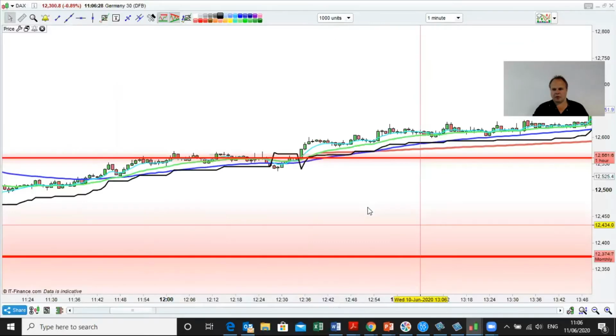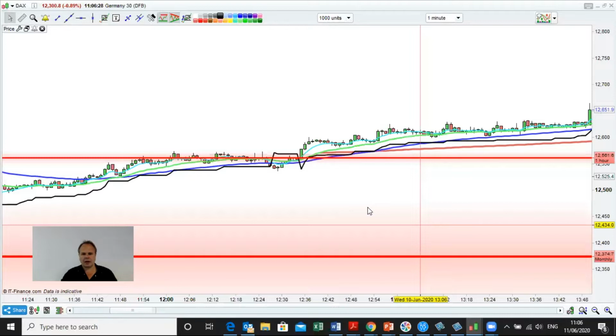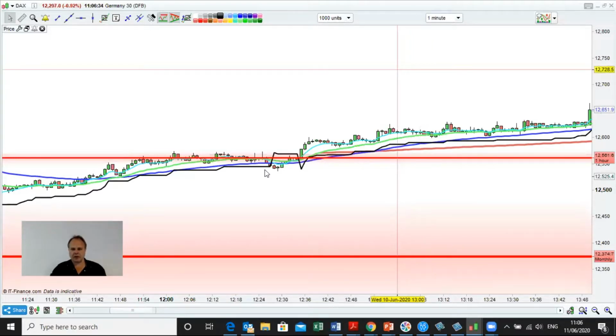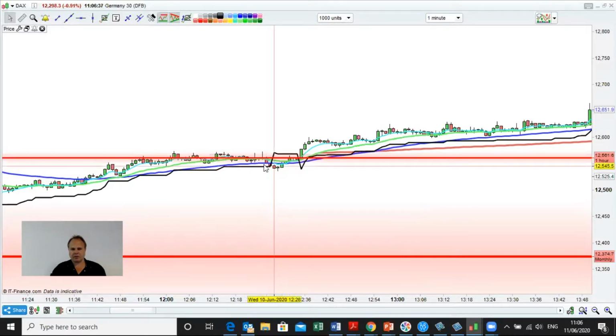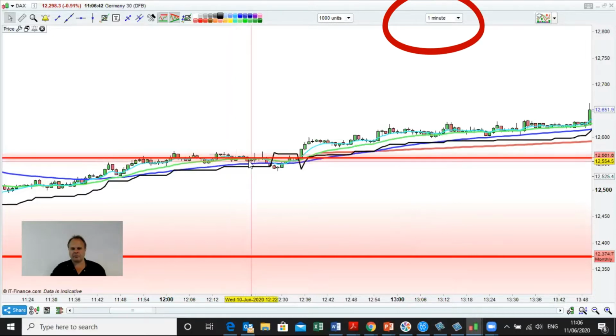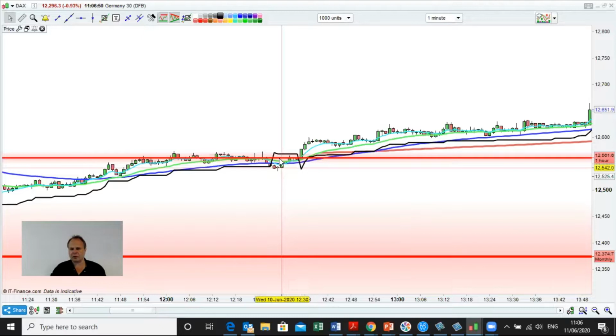So we're now looking at the German DAX. This is a 1 minute chart, and this was yesterday between 12 and 12:30, and this is where the action was happening. You can see the price came up to this resistance level here, 12,561, where I'm pointing. We're looking for an entry to sell.